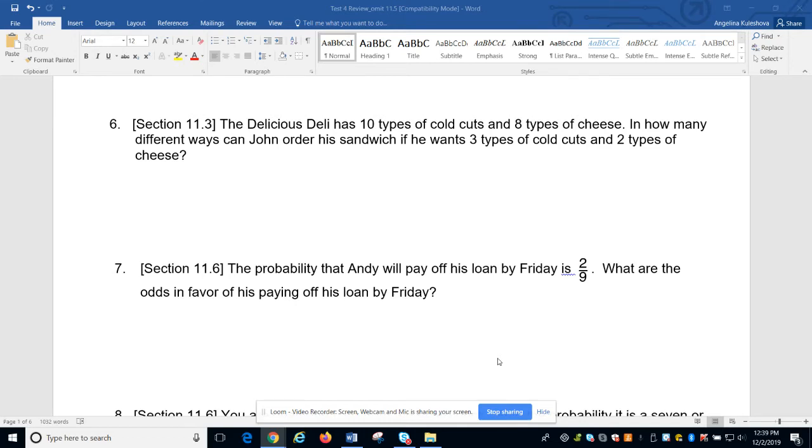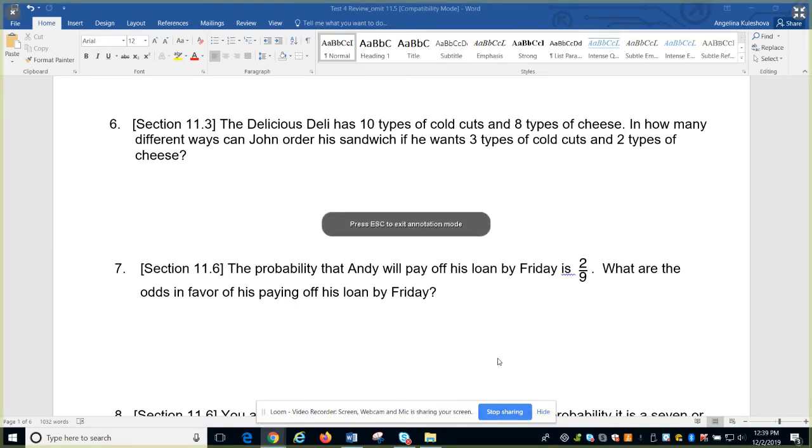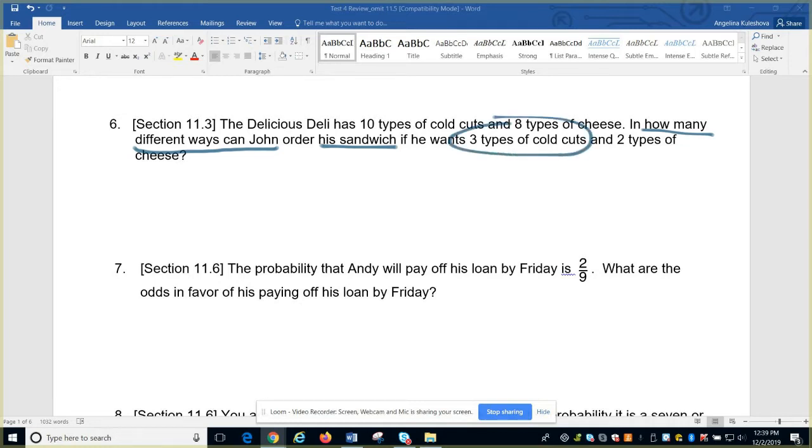All right, so in this question, we're counting. We're counting the number of ways that this person can order his sandwich. John wants to select a subset of cold cuts, 3 types of cold cuts, and he wants to select a subset of cheeses. So he's selecting 3 cold cuts out of a total of 10 cold cuts, and he's selecting 2 cheeses out of 8. Okay, so this is a subset selection.